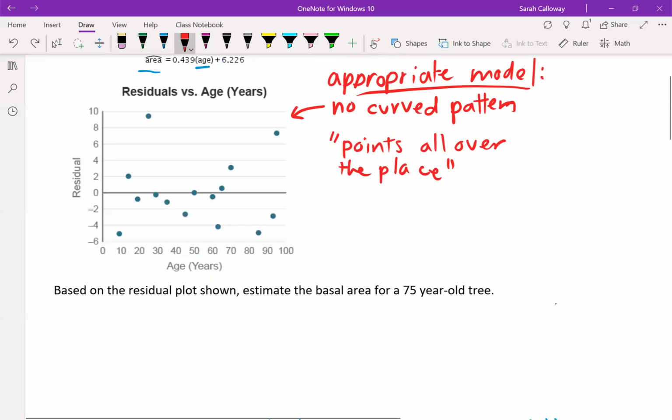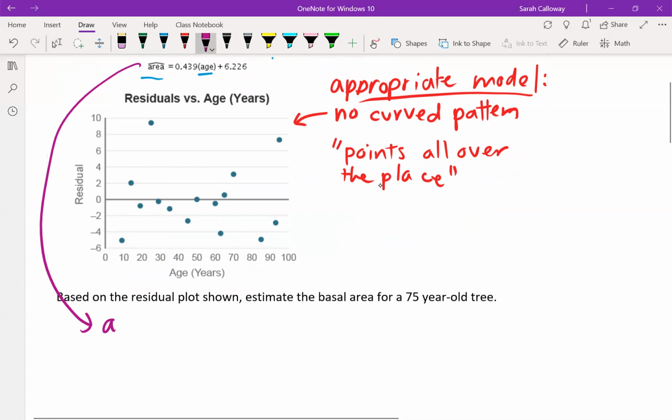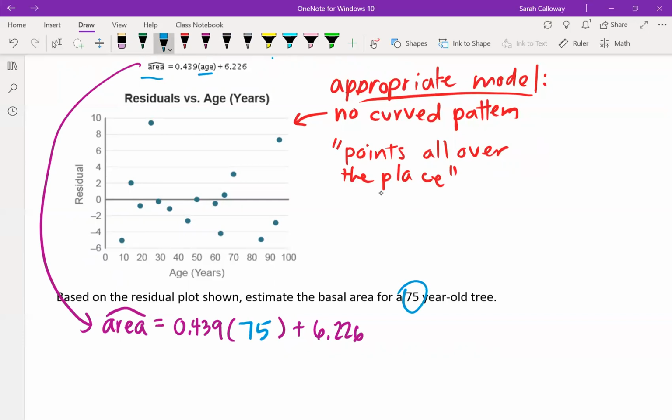Using a model, you will have problems that ask you to estimate some answers. This one didn't give us computer output. It gave us the least squares regression line. If I know that area hat is equal to 0.439 times the age plus 6.226, I can estimate the area for a 75-year-old tree by just plugging that value in.